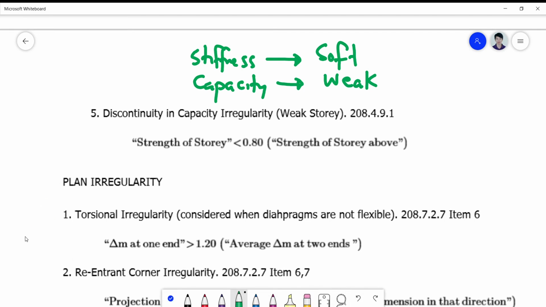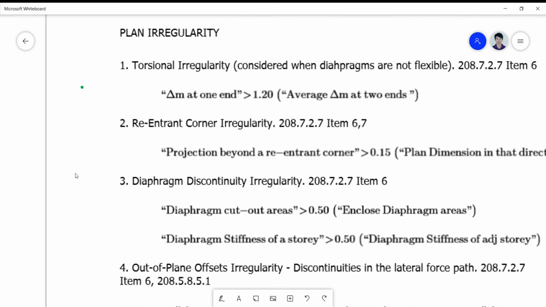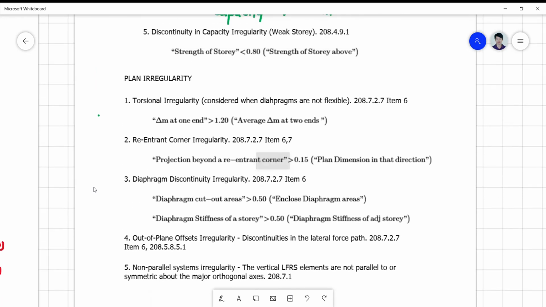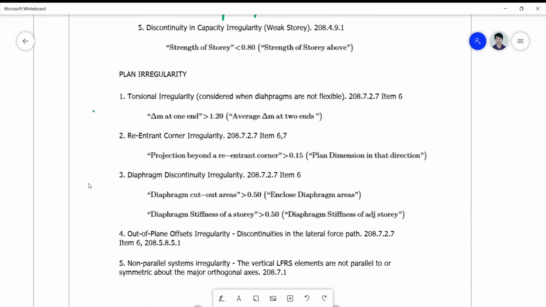So let's move over to the plan irregularity. We also have, I think, 5 of this. So for the first one, the torsional irregularity is considered when the diaphragms are not flexible. By the way, I think this is misspelled. So this is diaphragm. Okay.